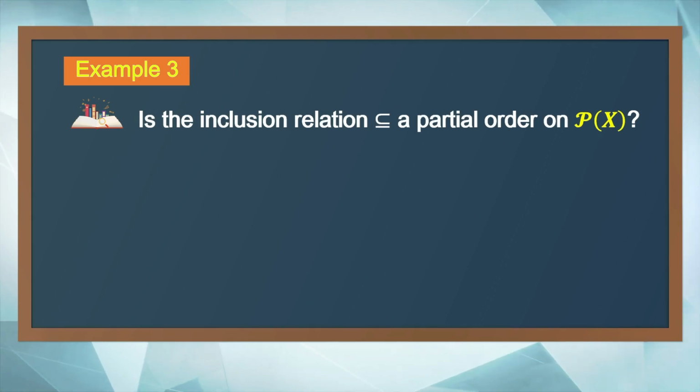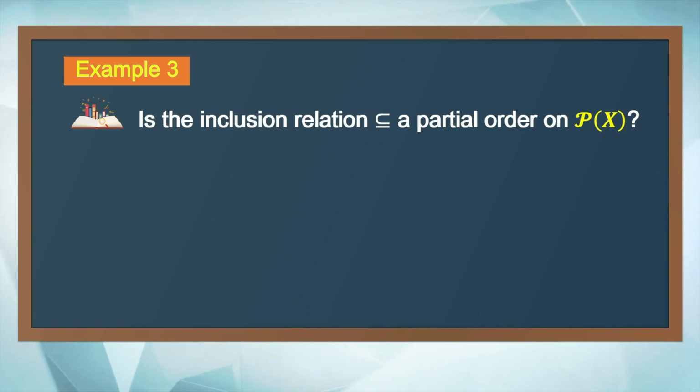This symbol denotes the power set of x. Firstly, A is a subset of A whenever A is a subset of x. So the inclusion relation is reflexive. Secondly, if A is a subset of B and B is a subset of A, then A equals B. So the inclusion relation is antisymmetric.